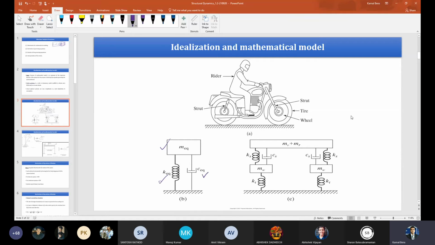Equivalent spring of the what? This is the tower as well as the tire as well as the strut. So this is a combined model, which is a very crude model. You see, this is highly approximate, so you can refine it further.